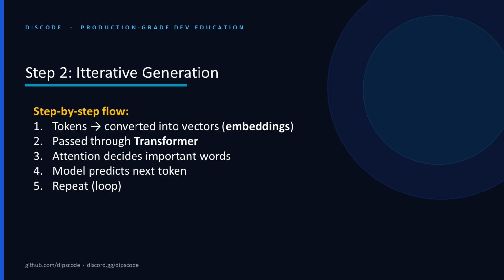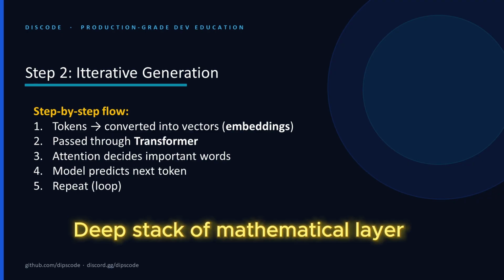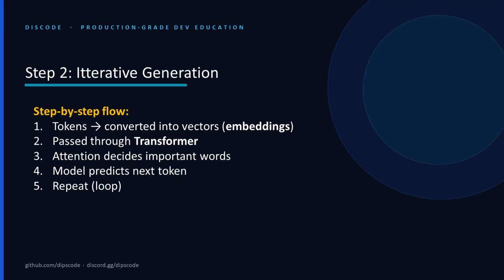Then comes the transformer. The transformer is the engine. It's a deep stack of mathematical layers that process those vectors. Unlike older AI that read one word at a time from left to right, the transformer looks at the entire sentence at once. This allows it to see the full context immediately. So whatever question we are sending to the LLM, it's going to see the whole question at a time. It's not checking word by word.